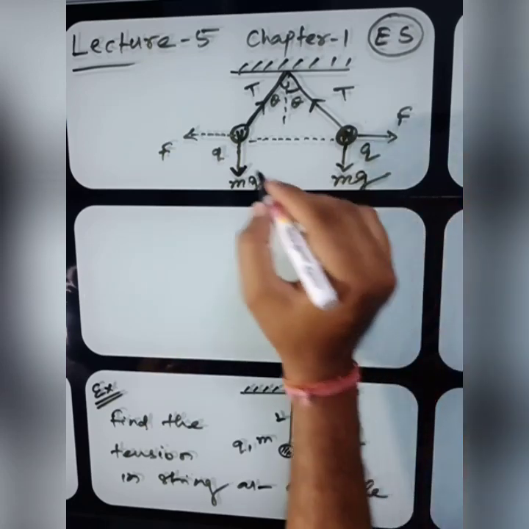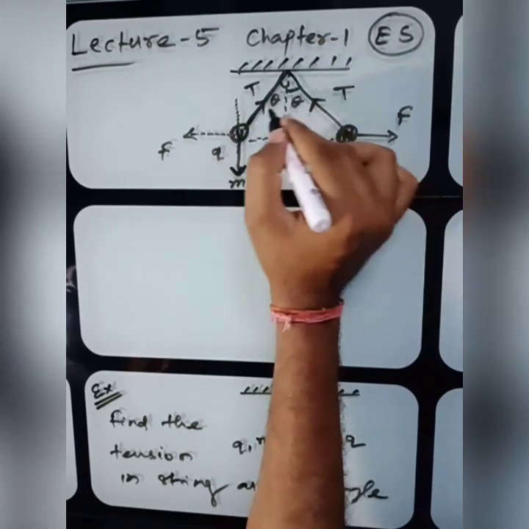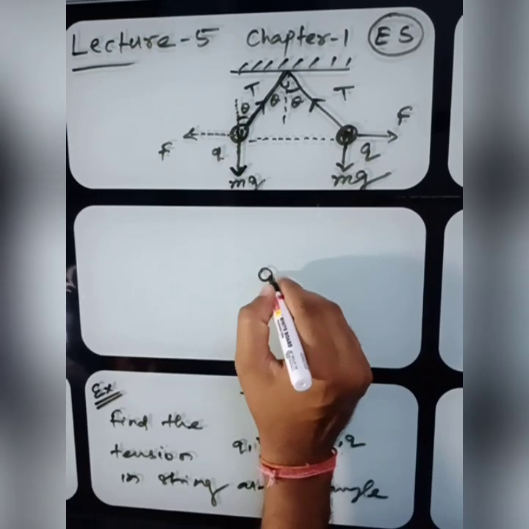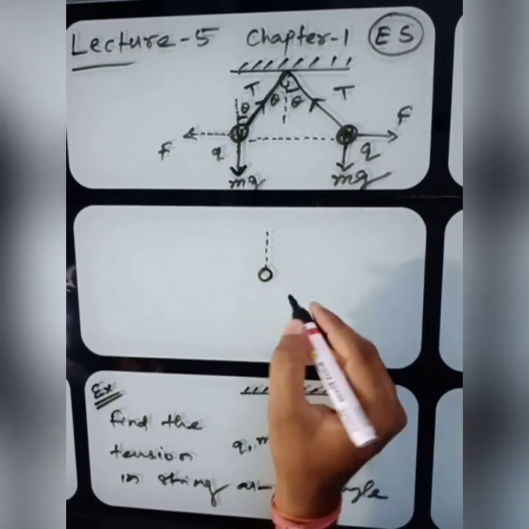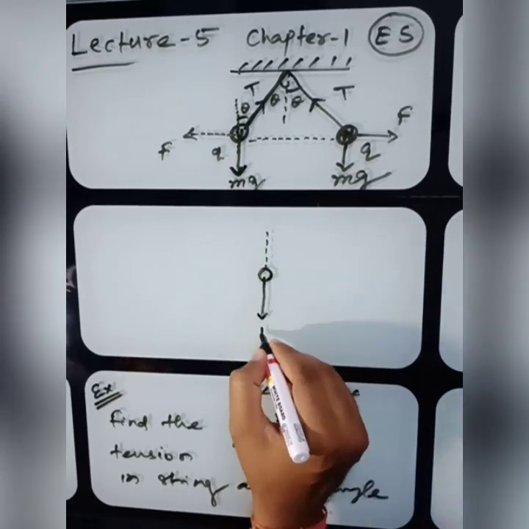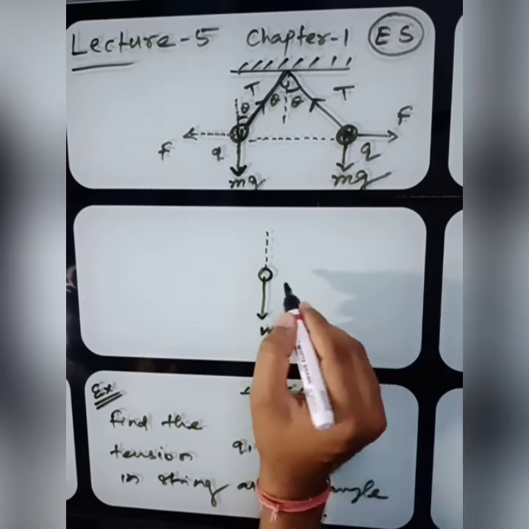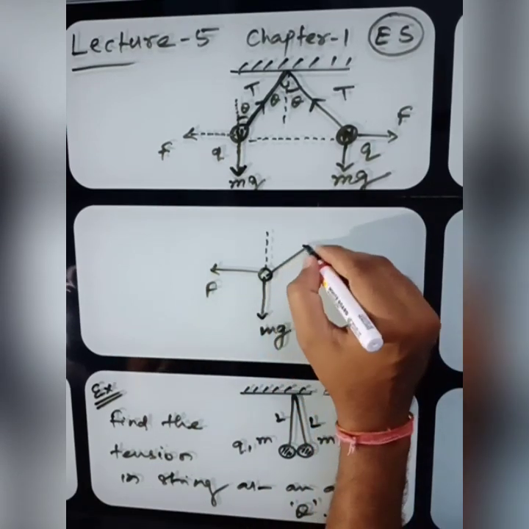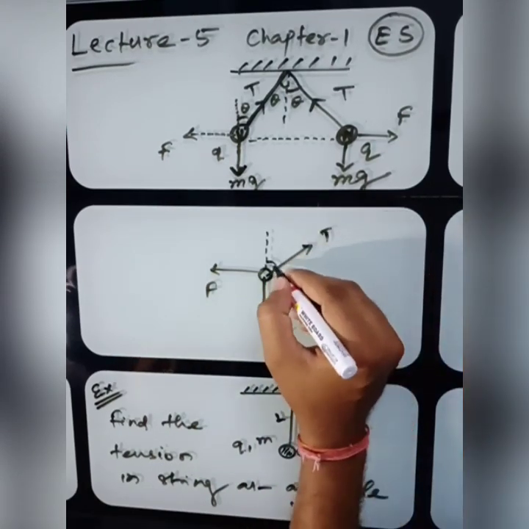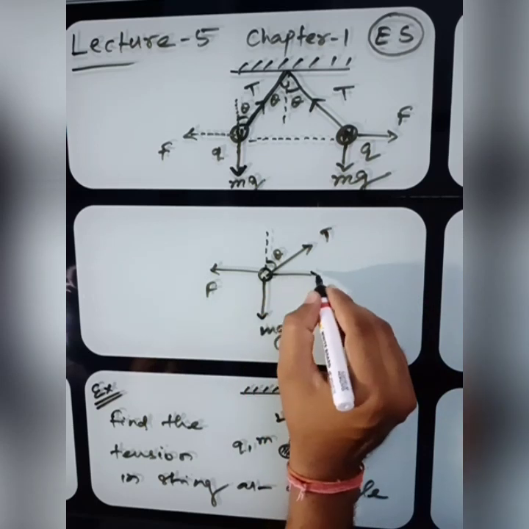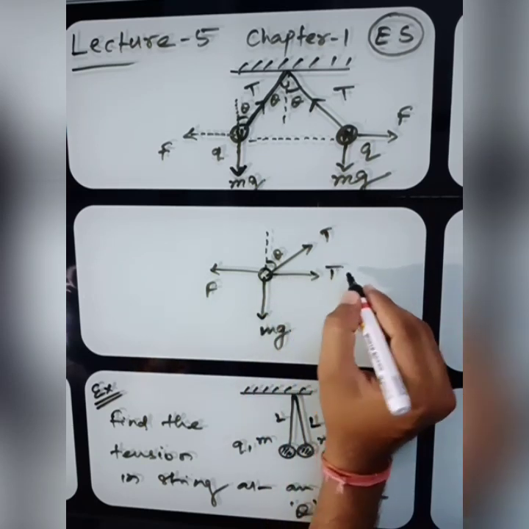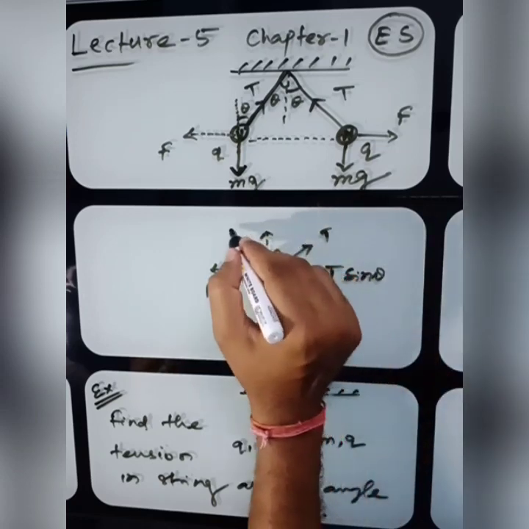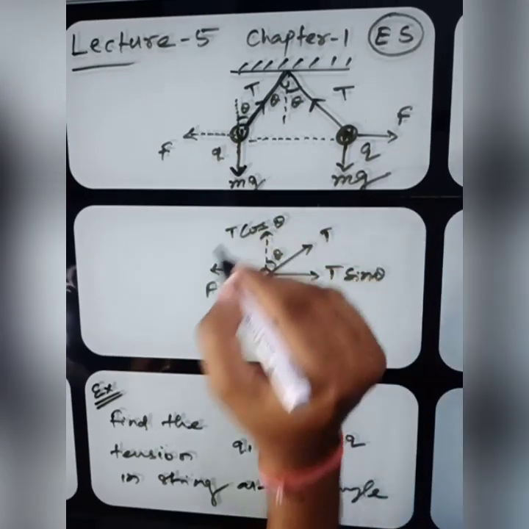Now, if this is angle theta, so this is also theta. Try to draw the free body diagram. This is mg. This is the electrostatic force, the tension T, and this is theta. Tension T will have two components: T sine theta and T cos theta.